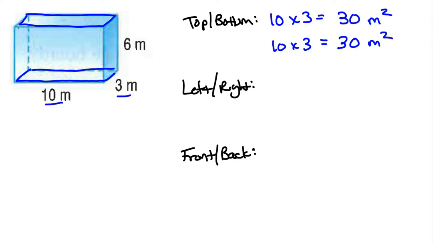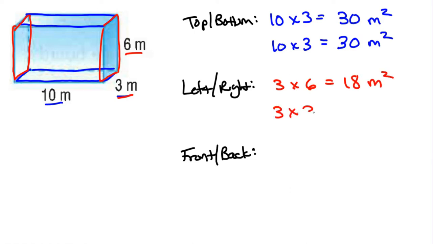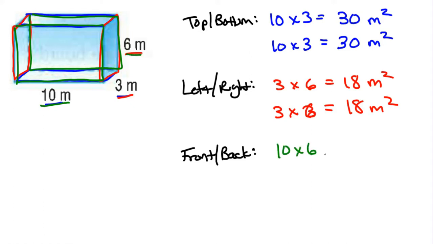Then we have the left and the right. So here's my left side and the right side. These rectangles are 3 by 6. So that gives me an area of 18 square meters, both of them. And then I have a front and a back. So this front rectangle here and this back rectangle here are all 10 meters by 6 meters. That's 60 square meters.